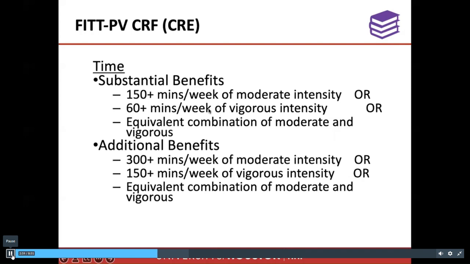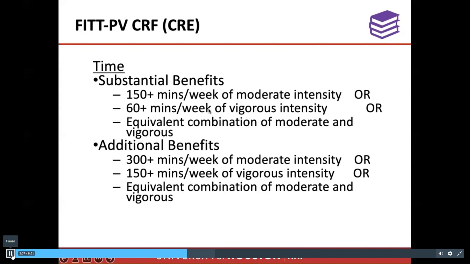The first T, time. There are substantial benefits for people who do at least 150 minutes per week of moderate intensity, or at least 60 minutes per week of vigorous intensity. There are additional benefits for people who do twice this, 300 minutes per week of moderate or 150 minutes per week of vigorous. So we recommend 150. We know 300 for moderate is still relatively safe. A couple of years ago, I saw a study where they looked at the literature and determined that amounts up to 10 times that 150 minutes per week were still safe, still had benefits for a lot of people.